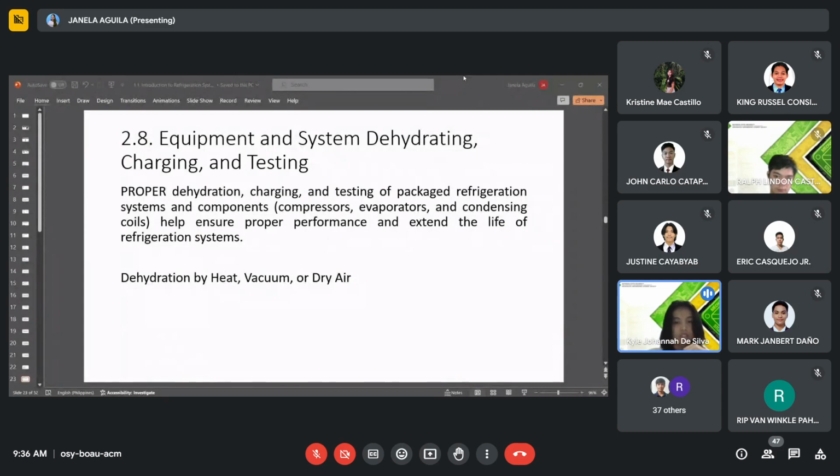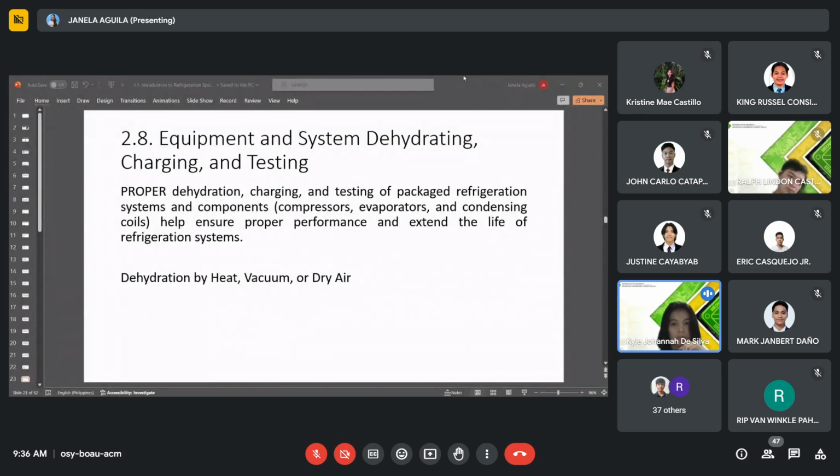Next naman is sa charging. Dito sa charging ay ito yung process ng pag-a-add ng correct amount of refrigerant to the refrigeration system. So we know naman na ang refrigerant, ito yung substance na nagpo-flow sa system. It absorbs heat inside and then releases it outside. Thus, nangyayari yung cooling process sa ating system.